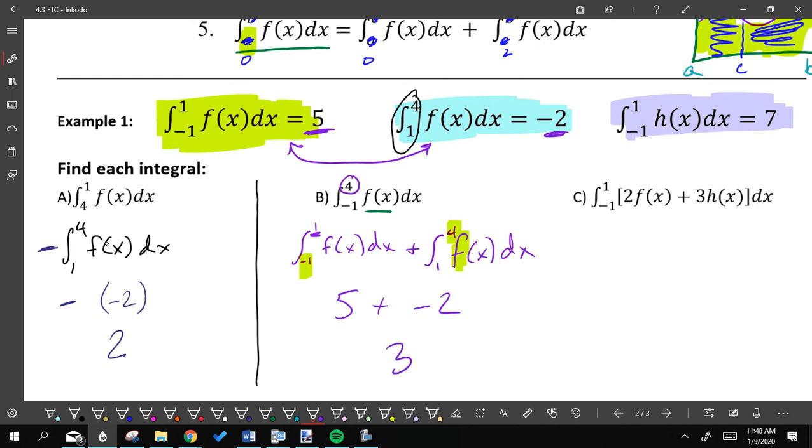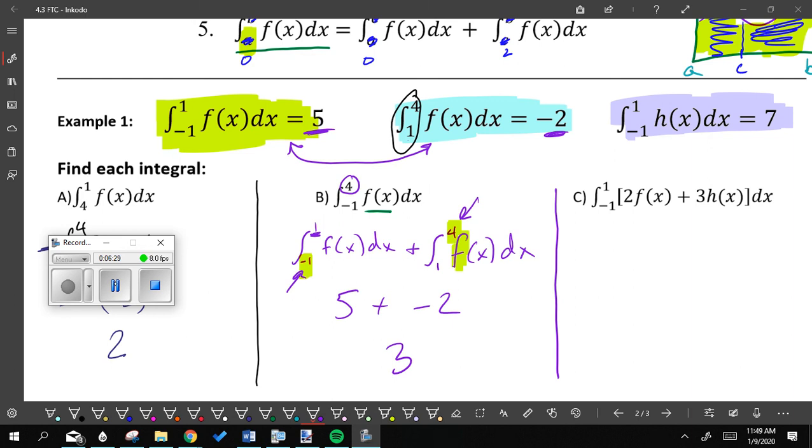Try C. Use your neighbor. Get an answer. All right. We are finding the area under the curve starting at negative 1 to 1. And we're doing F plus H. So I don't have anything up above that's F plus H. But I've got this one right here that tells me about F. And this one right here that tells me about H. So those are the 2 I'm going to use. The first one goes from negative 1 to 1 of f of x, which is great. I've got that right here.